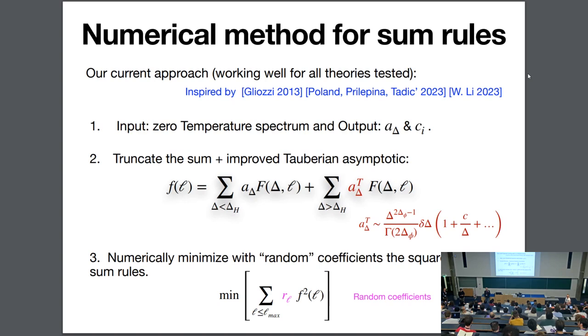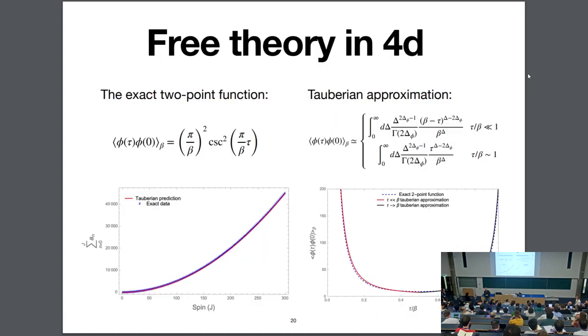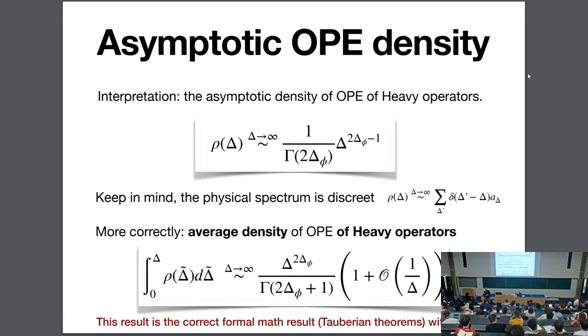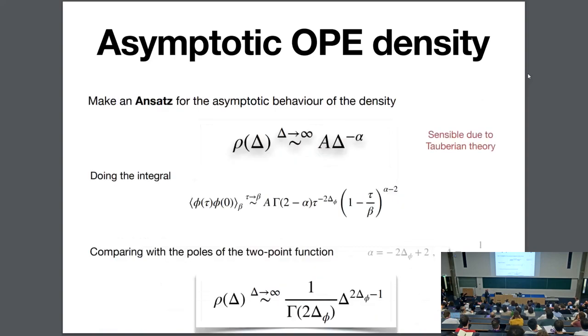Okay, are there any further questions? Yeah, over here. One of the equations that you wrote: rho of delta, as delta goes to infinity, goes like A delta to the minus alpha. Can you explain this, if this is an assumption and whether there are examples?